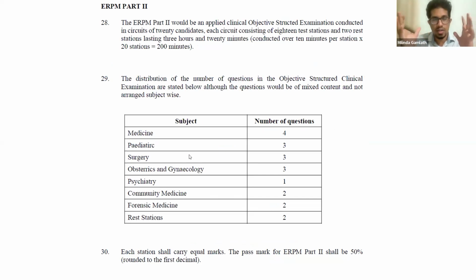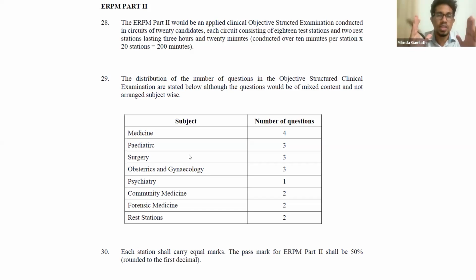These OSCEs are different from what you had earlier. When you had cases, that was a little bit unstructured. You were given a case and told to take the history and examination, and you were given a time, and then you were taken back and they asked questions. So there was some subjectiveness, and you had some freedom. Here, OSCEs are very objective and very focused.